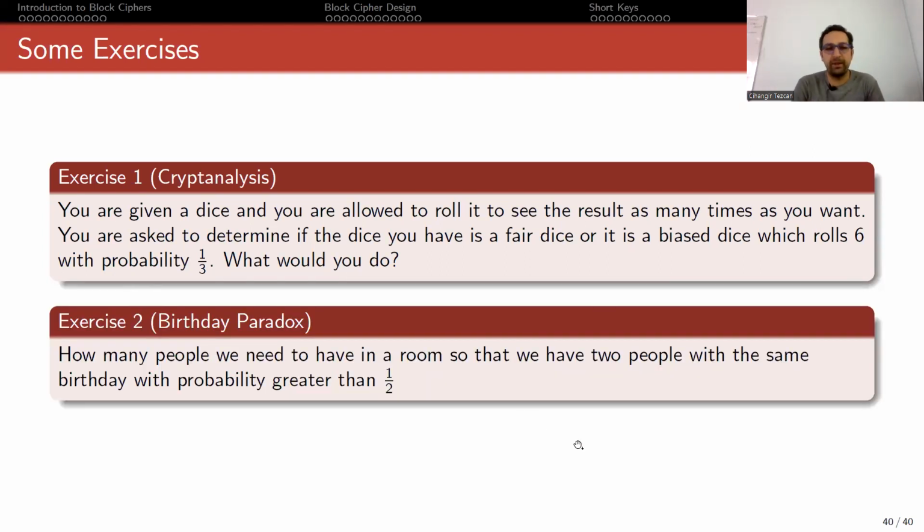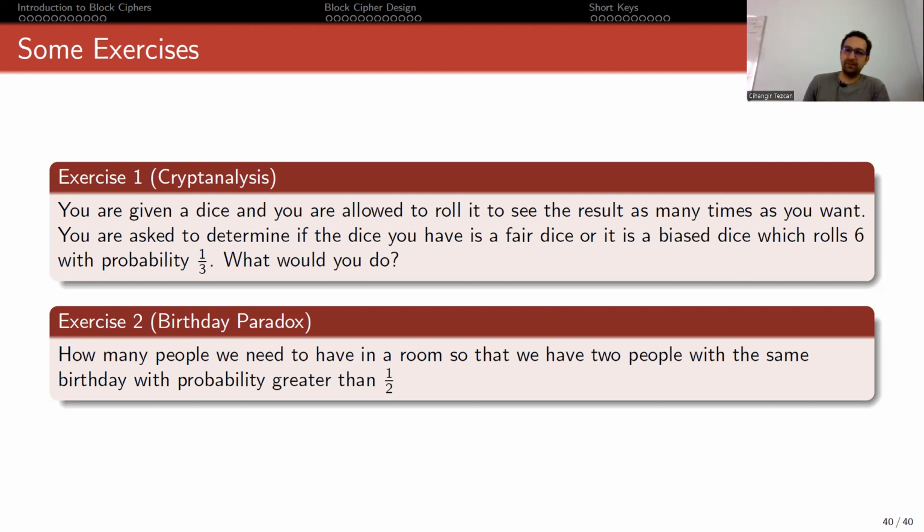Second question is about collisions, especially in hash functions. But this is about birthdays. This is called the birthday paradox. So the question is, how many people do we need to have in a room so that we have two people with the same birthday with probability greater than 1/2?